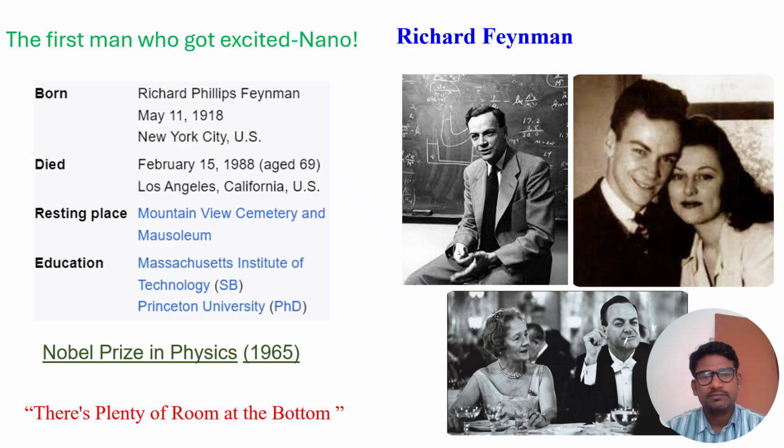When I say nano, I wish to introduce Richard Feynman, the first man who got excited about nano. He was born in New York City, US, and he studied in MIT, that is Massachusetts Institute of Technology, and Princeton University. And he received the Nobel Prize for Physics in the year 1965. His famous lecture is entitled "There is Plenty of Room at the Bottom." So he is the father of nano, and he contributed a lot in nanophysics and nanochemistry.